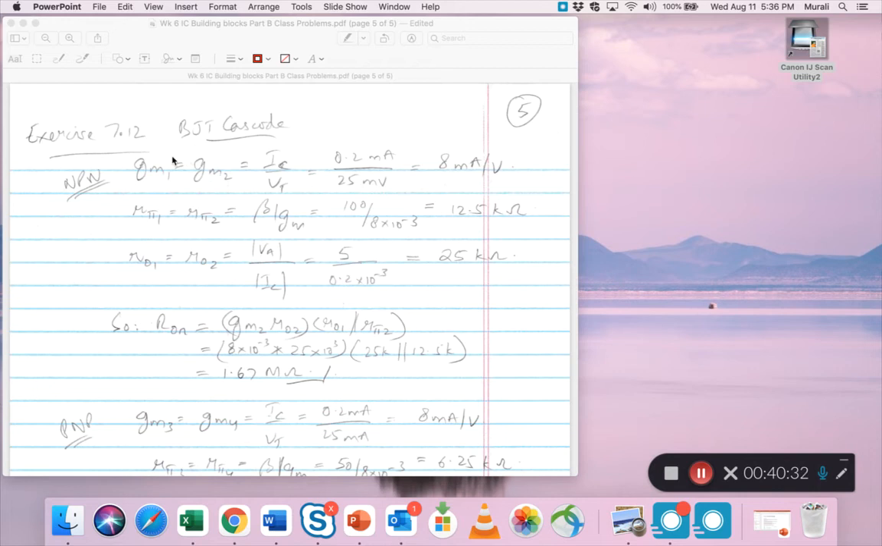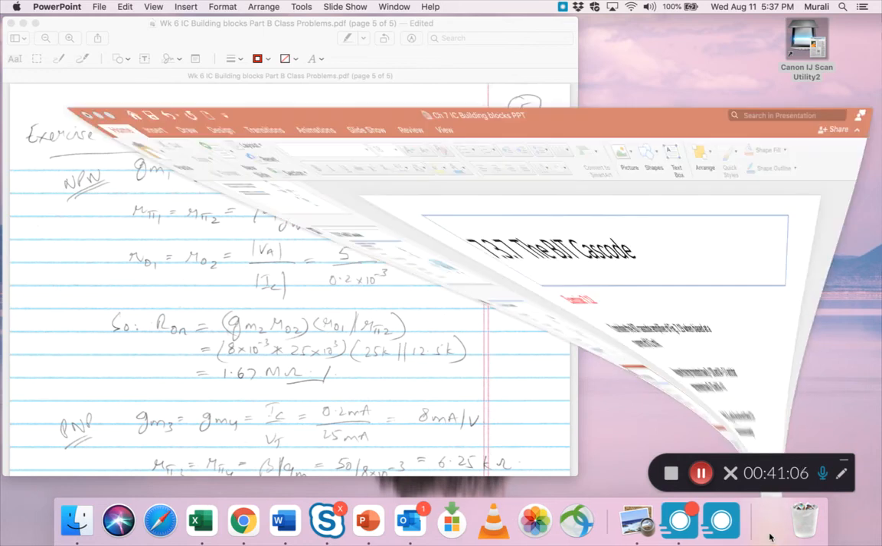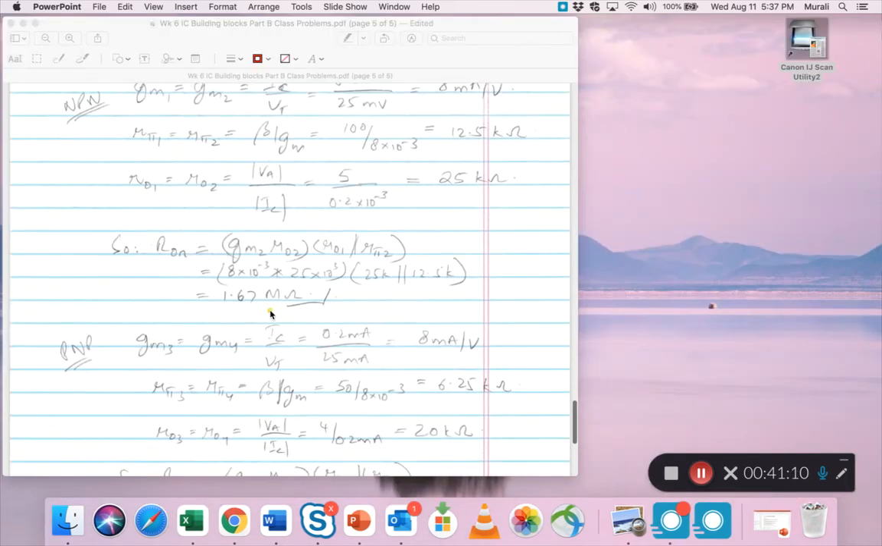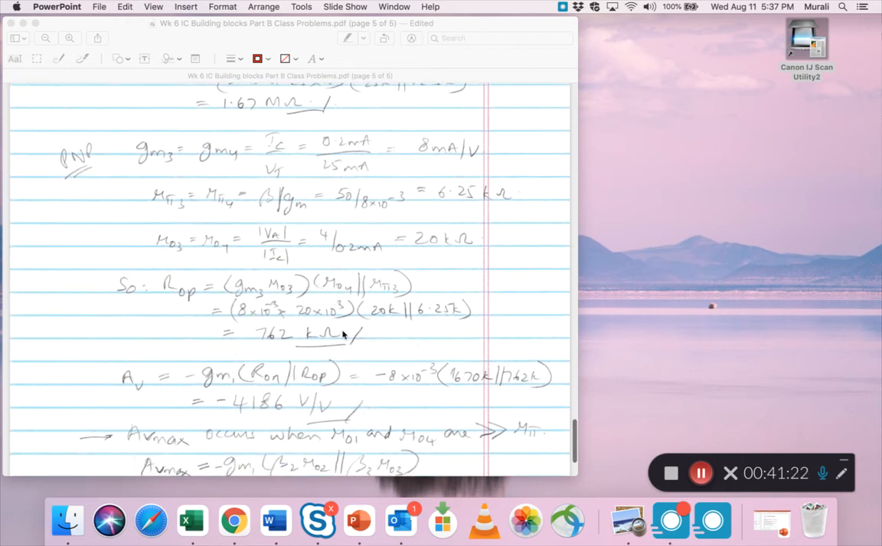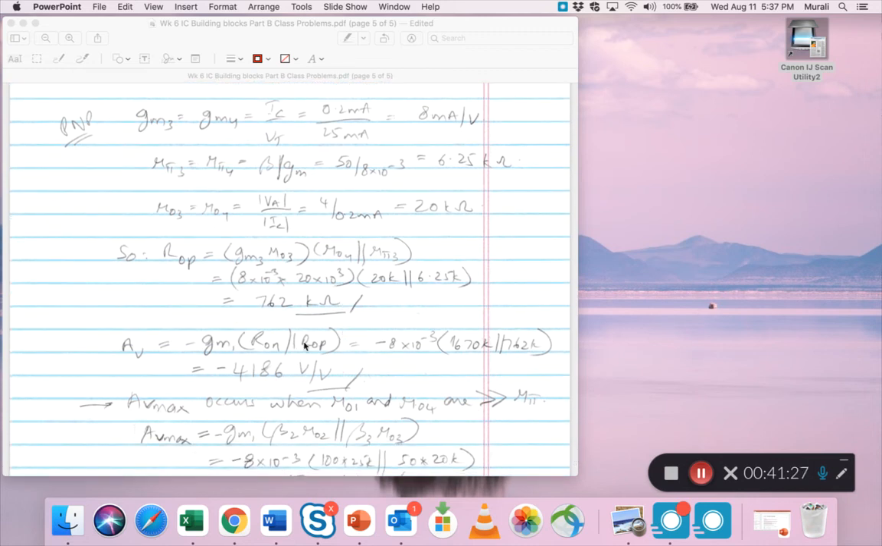All right. So this is a BJT cascode. NPN portion, PNP portion. gm1 equals gm2 is IC by VT. You do that, you get 8. r pi 1, the input resistance, is beta by gm, you get 12.5K. The two output resistances, 25K for each transistor. Hence, RON is this formula, with the parallel in it. So if you do that, you get 1.67 mega ohms. I think that's what's given, right? Yeah, 1.67, 0.762. gm3 equals gm4 for the PNP side, same formulas: 8, 6.25, 20. So ROP comes out to be this, 762 kilo ohms. AV, you do with this formula, you get minus 4186.